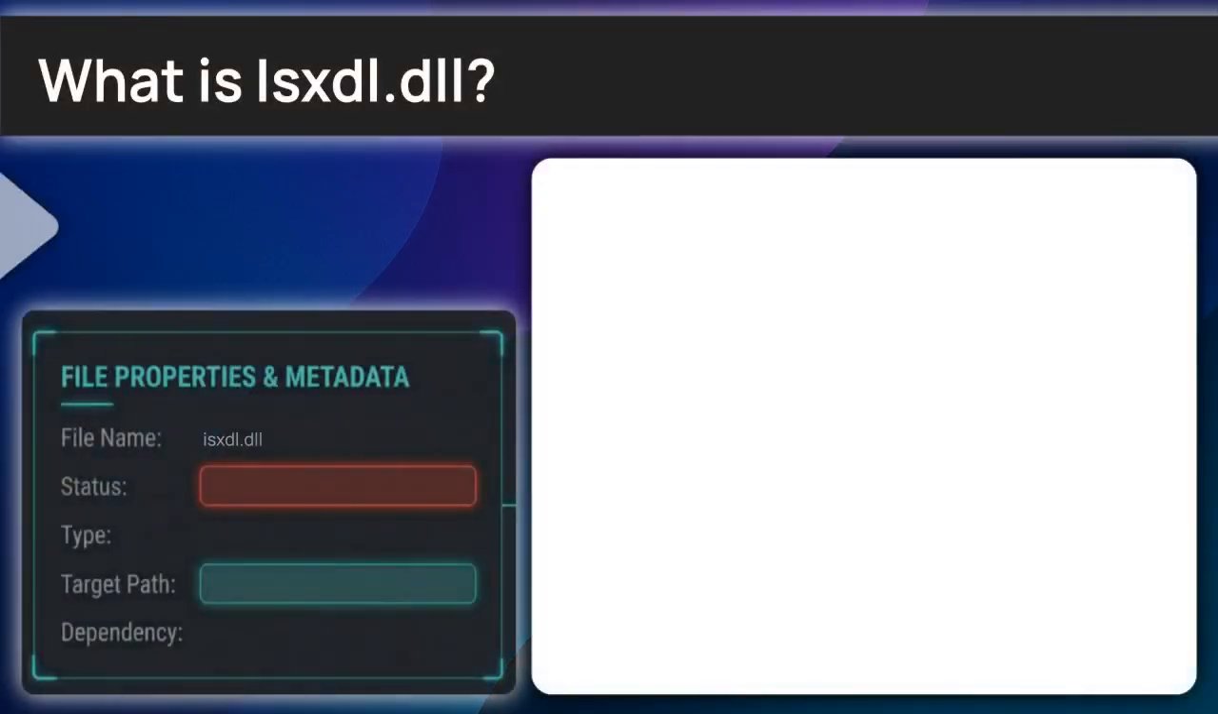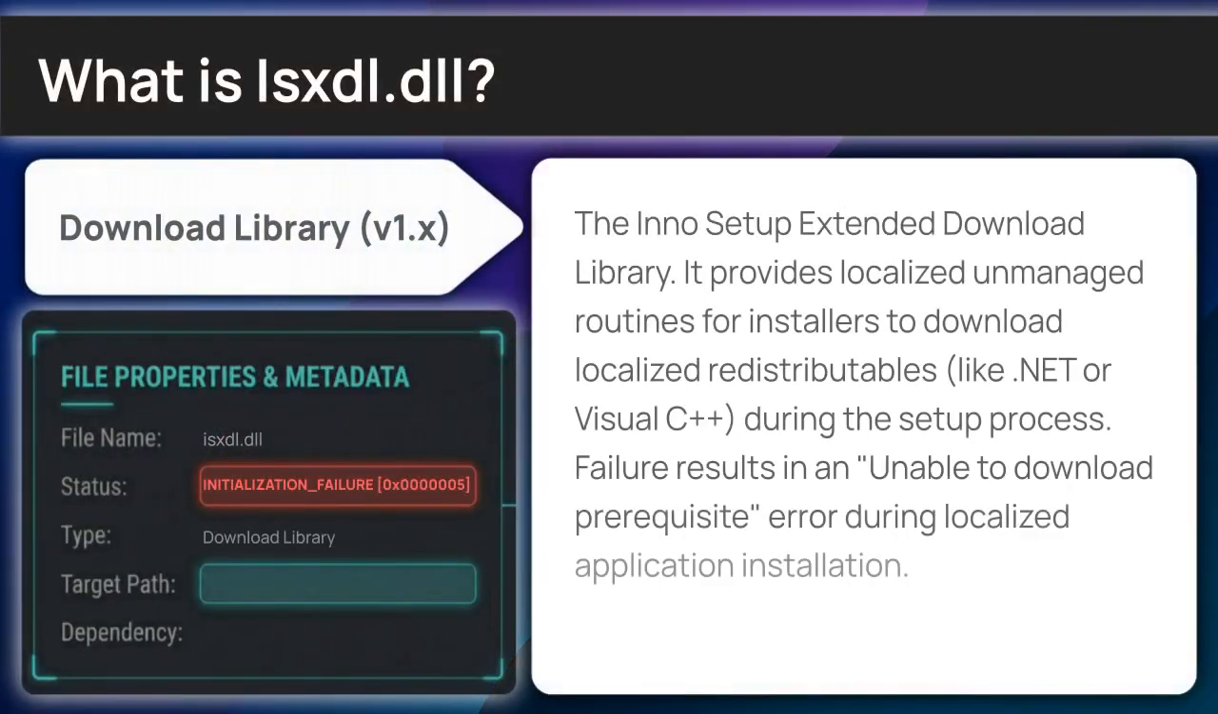This is the Isxdl library, the Inno Setup extended download library. It provides localized unmanaged routines for installers to download localized redistributables like .NET or Visual C++ during the setup process. Failure results in an unable to download prerequisite error during localized application installation.